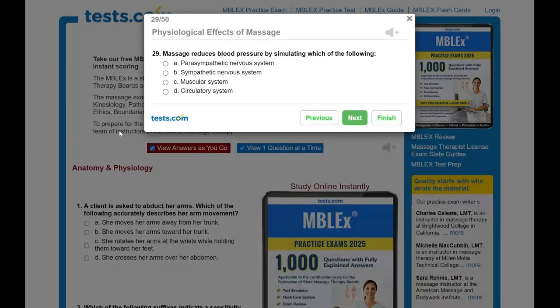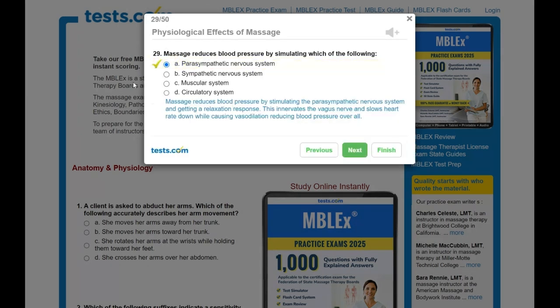Question 29. Massage reduces blood pressure by stimulating which of the following? A. Parasympathetic nervous system. B. Sympathetic nervous system. C. Muscular system. D. Circulatory system. A. Parasympathetic nervous system. Massage reduces blood pressure by stimulating the parasympathetic nervous system and getting a relaxation response. This innervates the vagus nerve and slows heart rate down while causing vasodilation, reducing blood pressure overall.